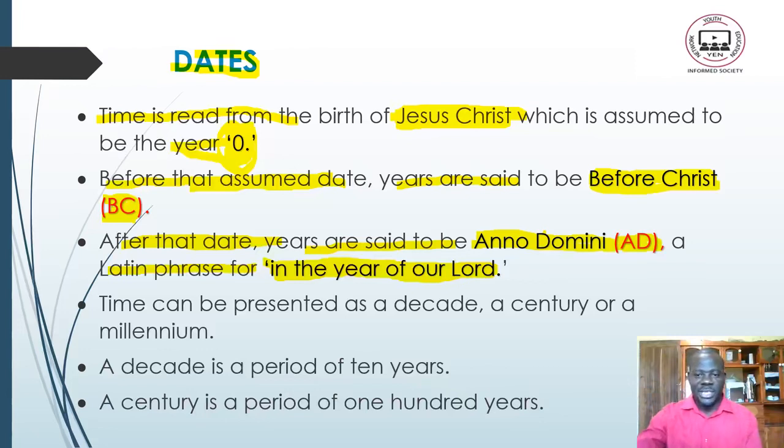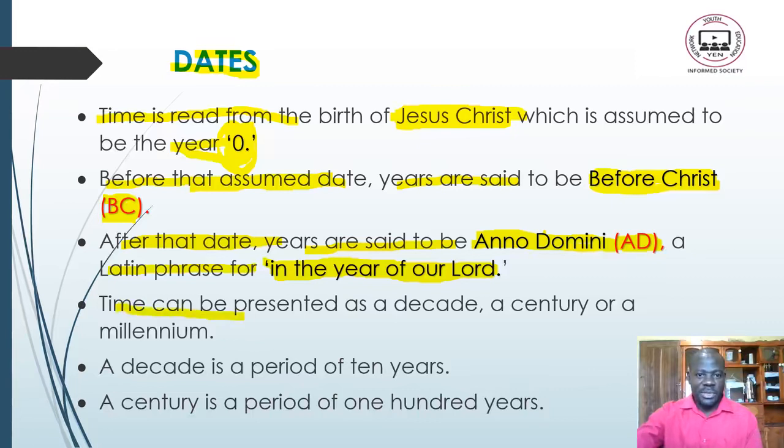For example, the years that we are living in, the 20s, maybe 2018, 2019, 2020, 2021, 2030, those ones are the AD. So it is measured to say it is the year 2020 after the birth of Christ. So that is how time is measured.